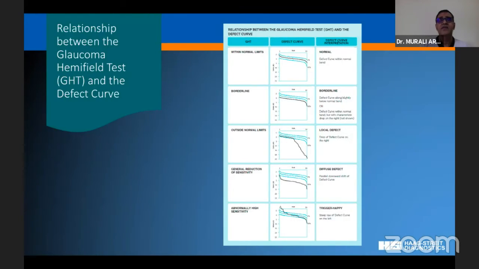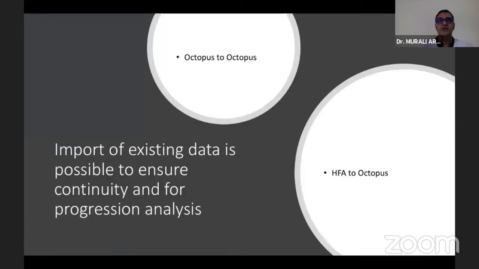The defect curve actually ranks 59 test points from 0 to 1. The least deviated point is on the left, and the most deviated point is on the right of the curve.